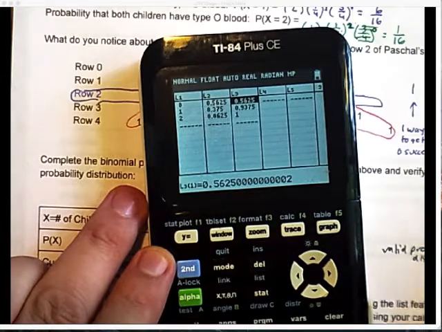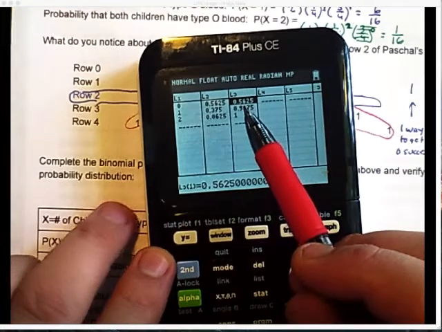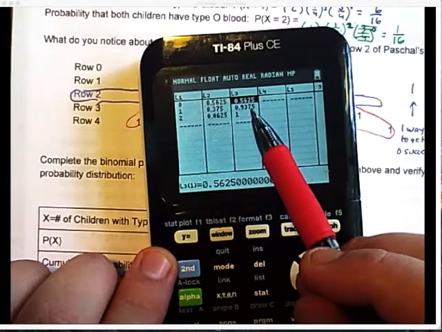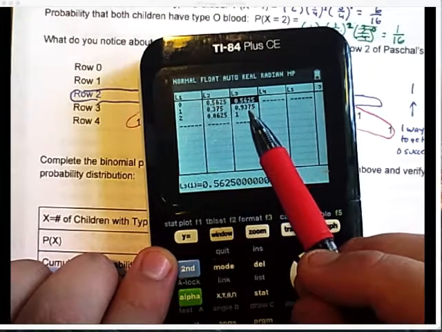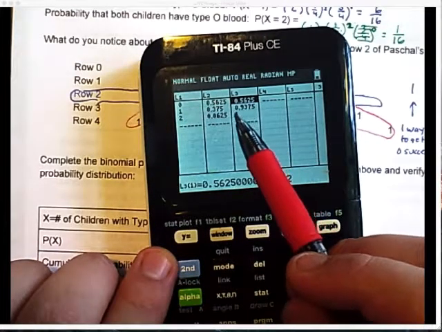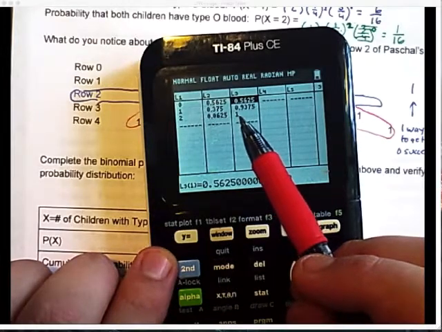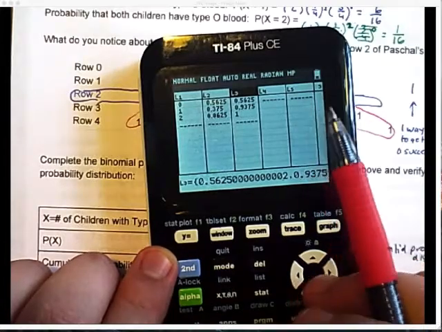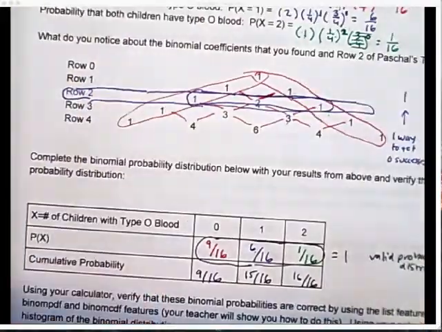Look at this. Now you have 9/16. This number is equal to 15/16, and 16/16 is 1. So that's the difference between Binompdf and Binom Cdf.